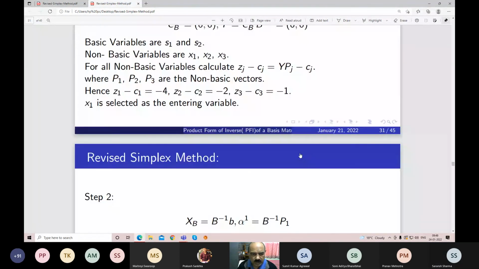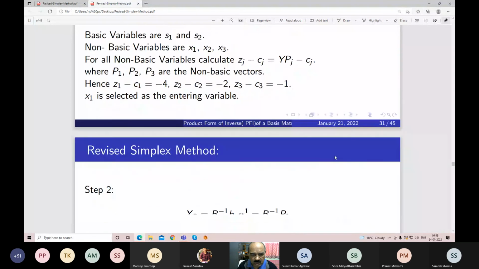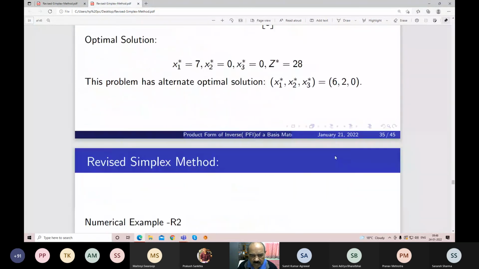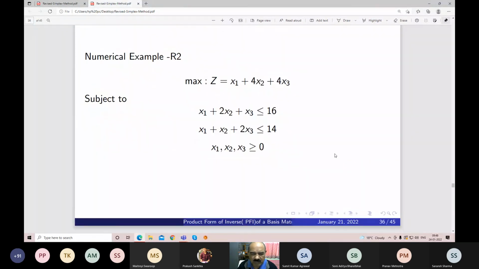Yes, sir. So can you try one problem? The second problem, can you try? In this revised simplex method, I have taken either a 3 variable problem or maybe a 3 constraint problem. So 3 variables, 3 constraints.